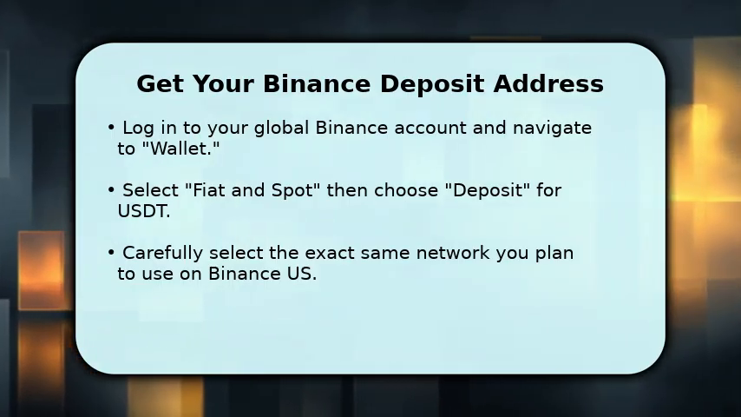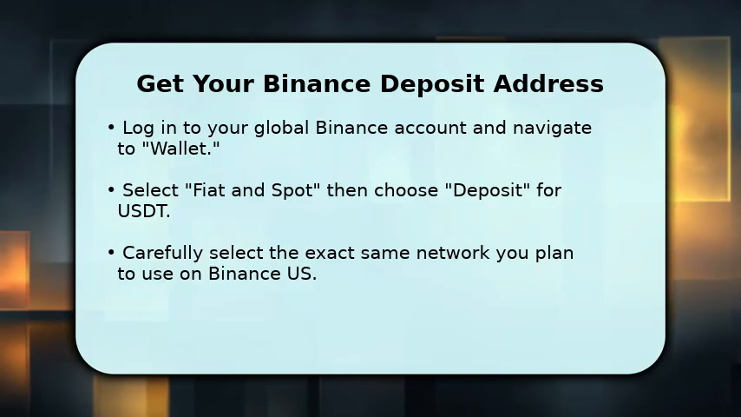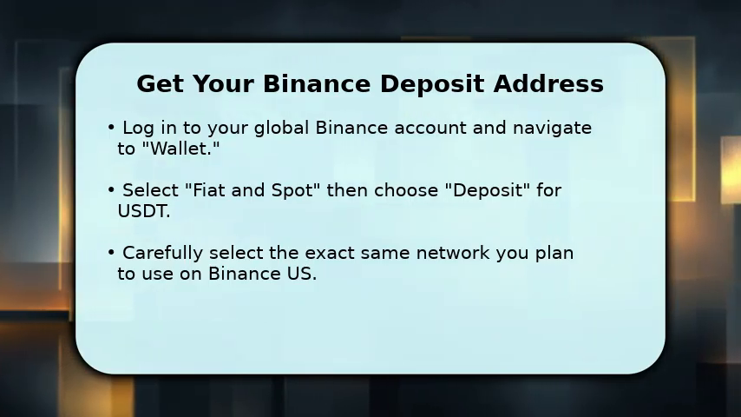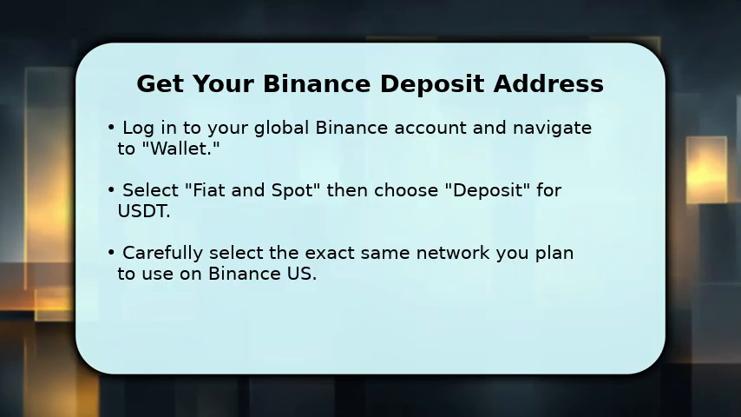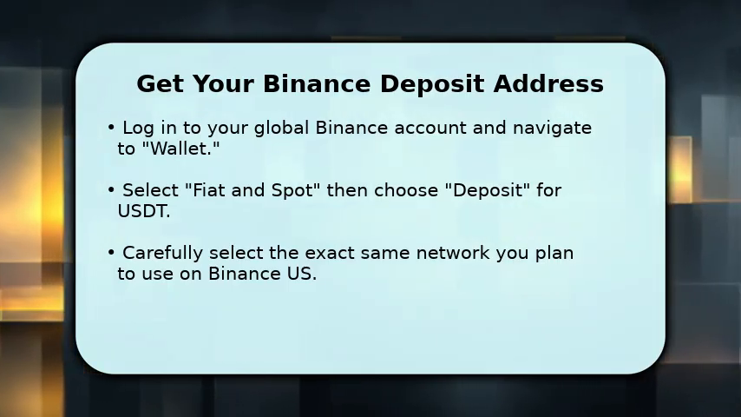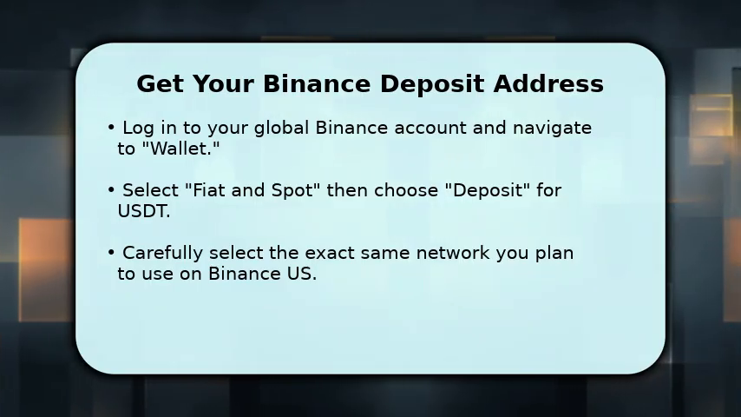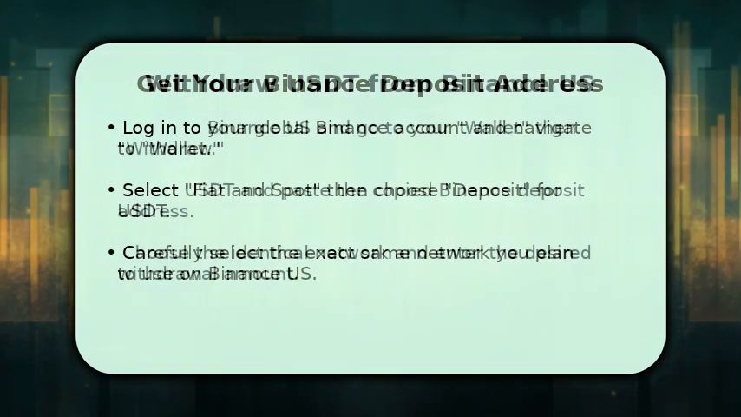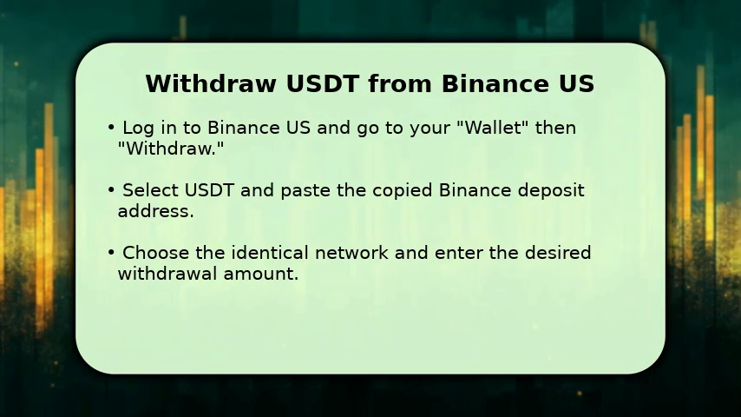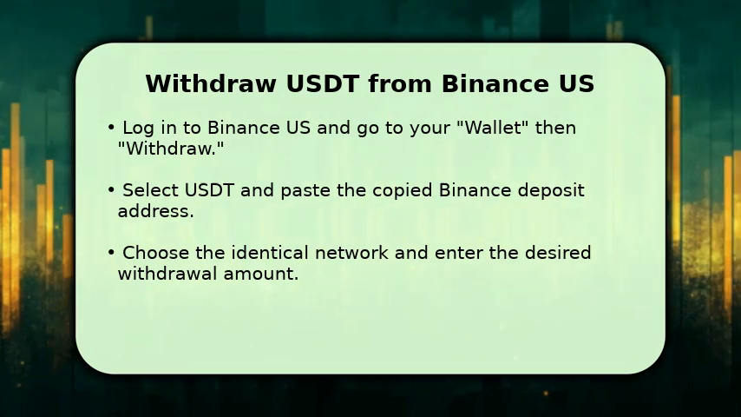This is where network selection becomes critical. You must choose the identical network that you intend to use for withdrawal on Binance US. For example, if you plan to send via TRC20, select TRC20 here. Copy this address precisely. With your Binance deposit address ready, switch over to your Binance US account.